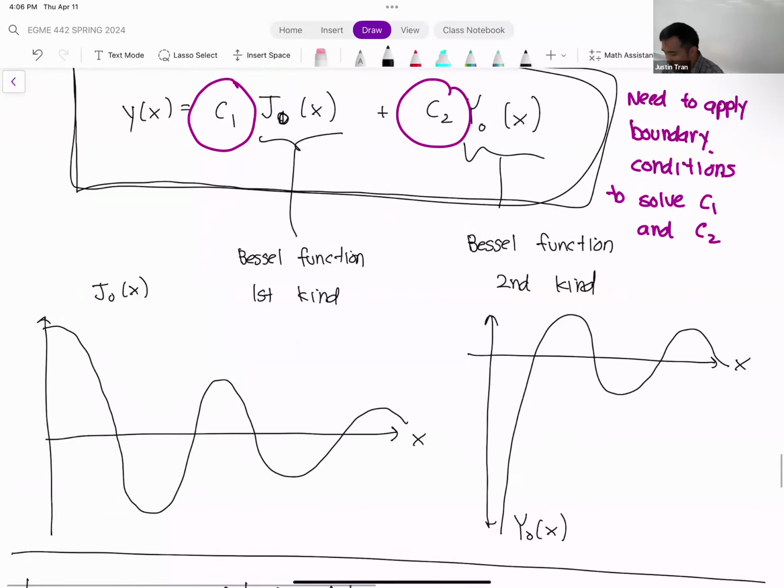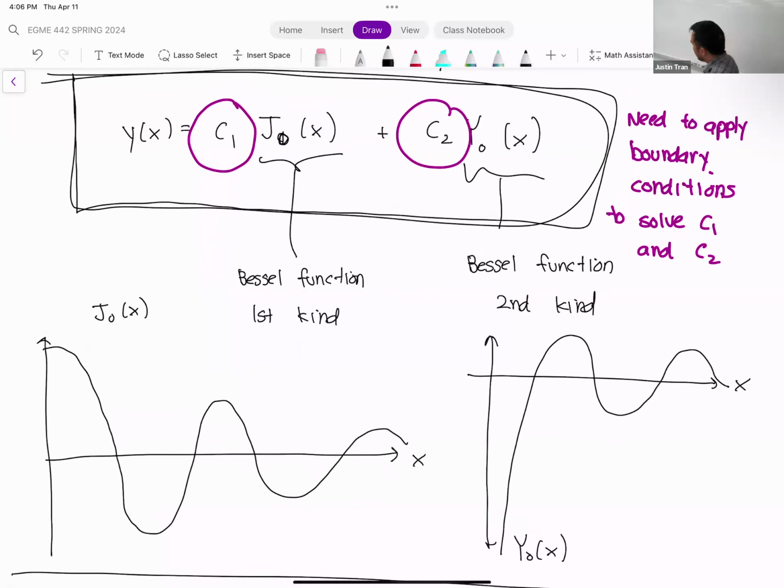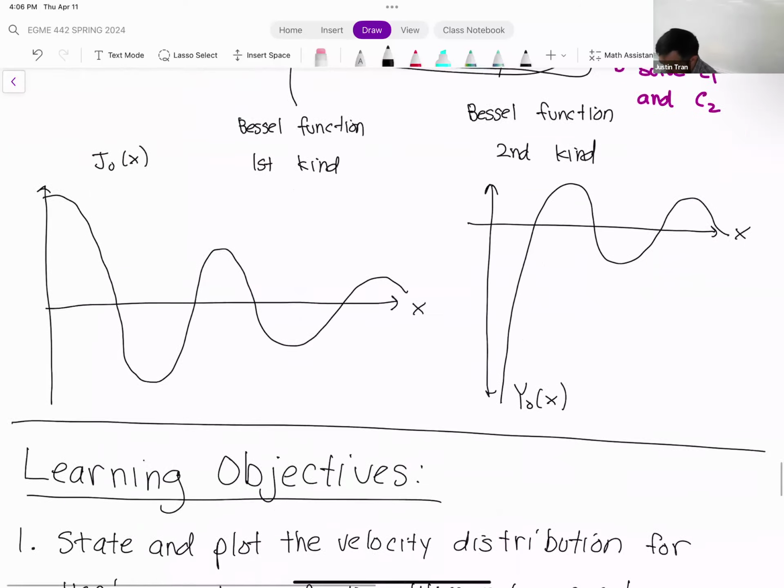So the next step in this process is to take our current solution, what we have here for the velocity distribution, and apply boundary conditions. That's what we're going to do today. We're going to take our boundary conditions and use those to solve for our coefficients C1 and C2. Okay.